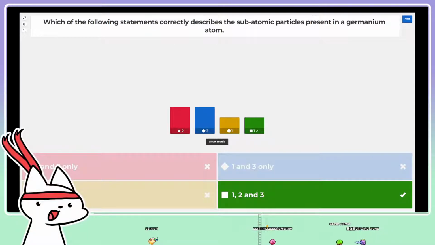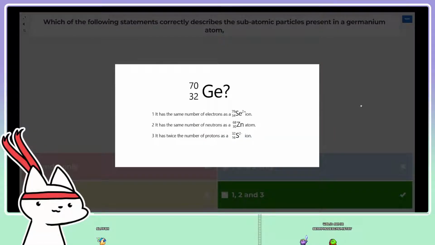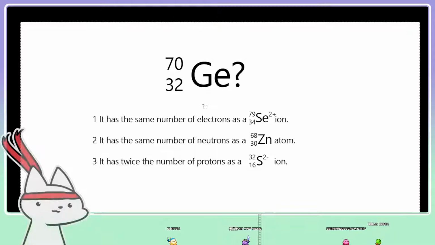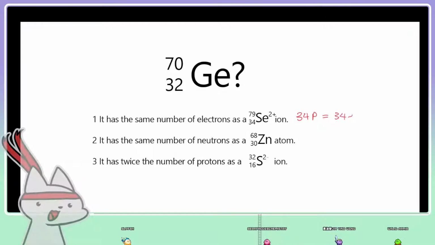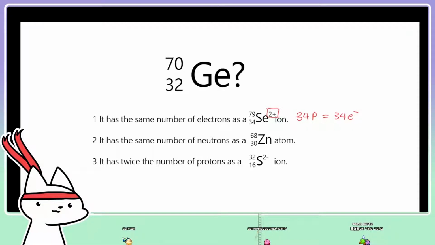Okay, so in this case, subatomic particles refers to protons, electrons, neutrons in general. I think we have to break down because there are quite a few details here. So let's go. Look at this question. We have germanium. Looks like they have the same number of electrons. Since the proton number here is 34, in an atom it should have 34 electrons. But since it's 2 plus, that means 2 of the electrons are given away. So it should become 32.